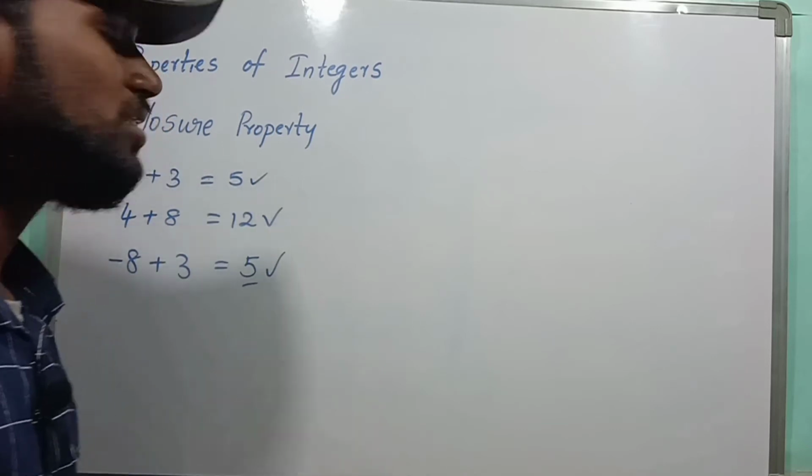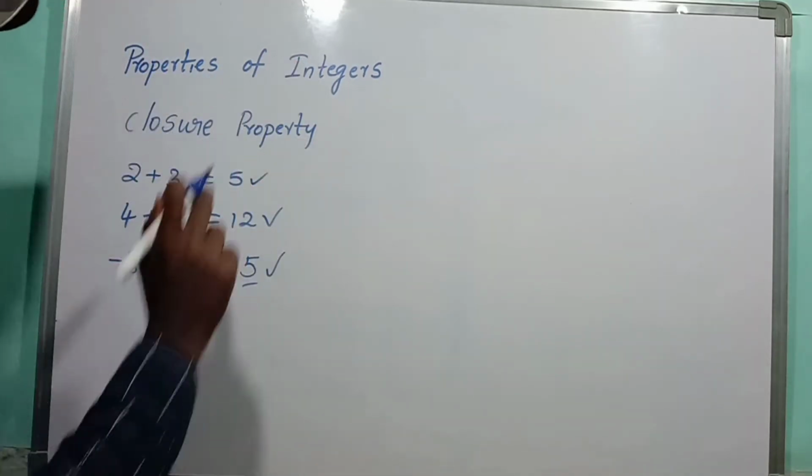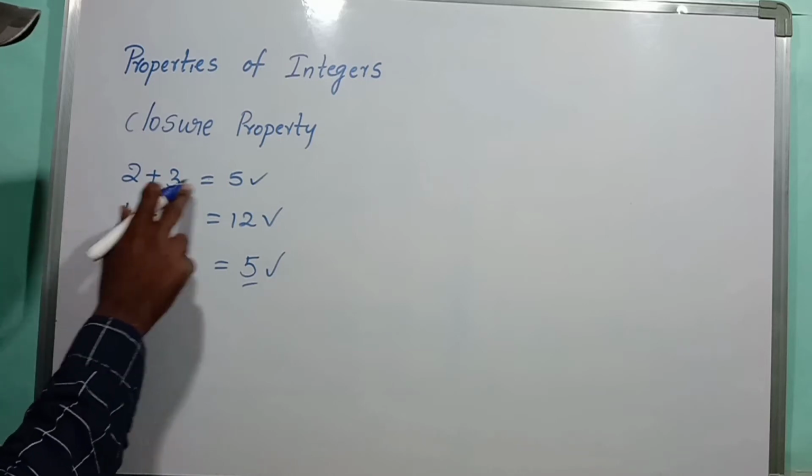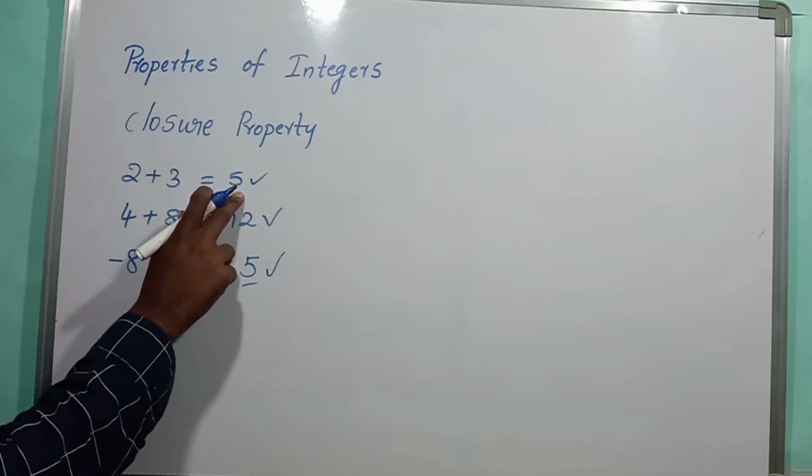Today we are going to discuss properties of integers. Okay, now see here, properties of integers. First one is the closure property. So 2 plus 3 is equal to 5. Yes, we know that 2 is an integer, 3 is an integer, and 5 is also an integer.